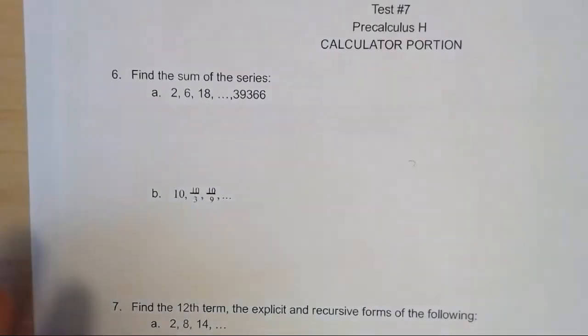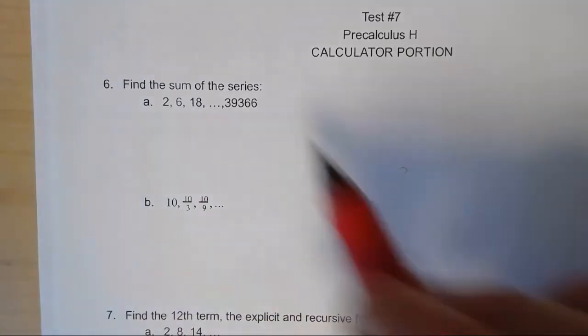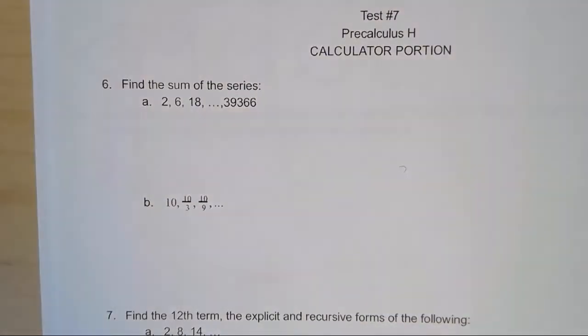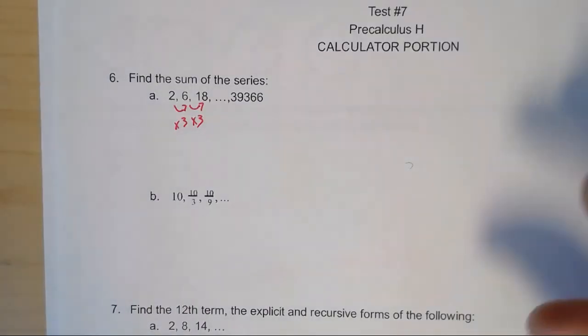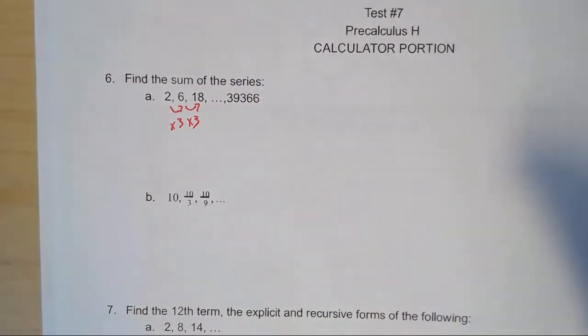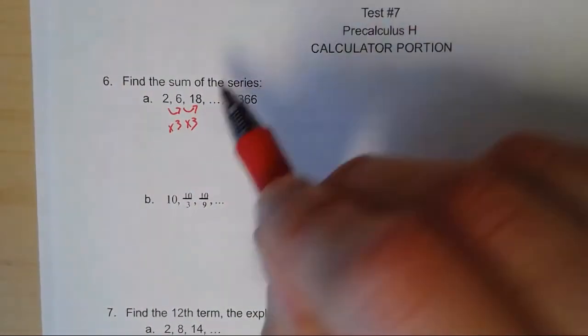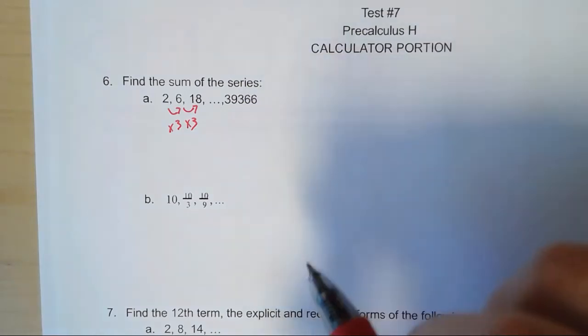On to the calculator portion. Part 6, number 6, part A, we're given a finite geometric series. So the first thing we have to identify is what is it that we are multiplying by? And our common ratio is 3. So now we know our common ratio, but we don't know how many terms here. We know that it ends.